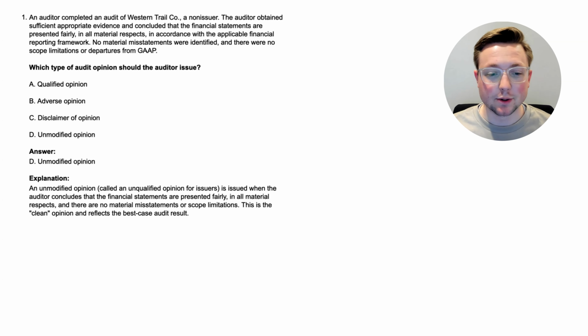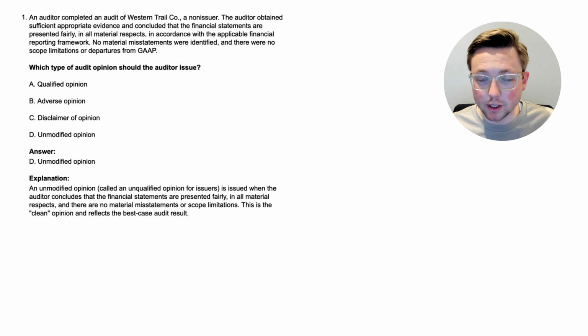All right, here we are. The answer is D, unmodified opinion. So that one probably wasn't too difficult to think of, but let's go ahead and go through the explanation. An unmodified opinion, and that would be an unqualified opinion for issuers. So for non-issuers, it's an unmodified opinion, and for issuers, it's an unqualified opinion. And you've probably learned about issuers in other videos for audit, or maybe even for FAR potentially.